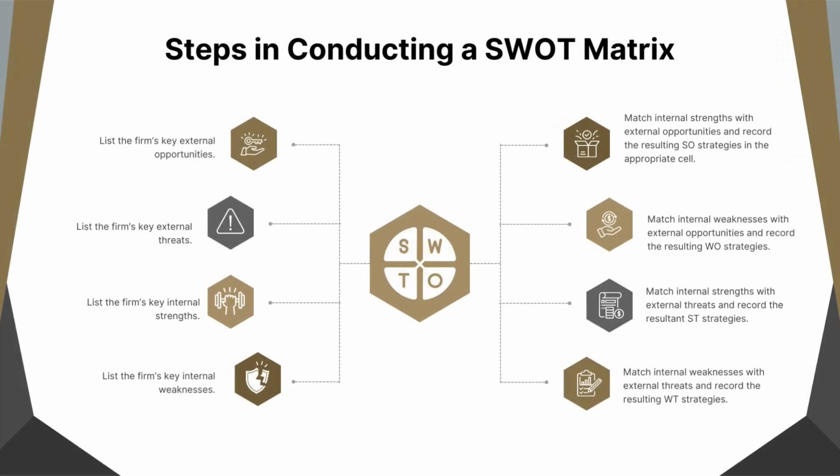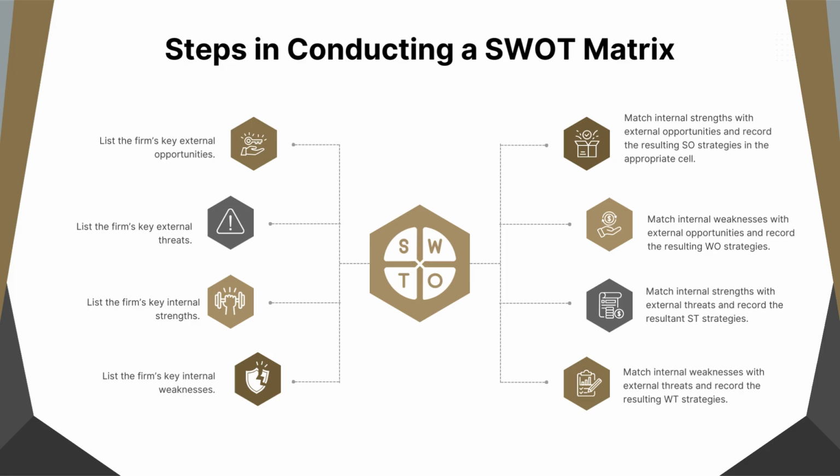Here are the steps in conducting a SWOT matrix. List the firm's key external opportunities. List the firm's key external threats. List the firm's key internal strengths. List the firm's key internal weaknesses.